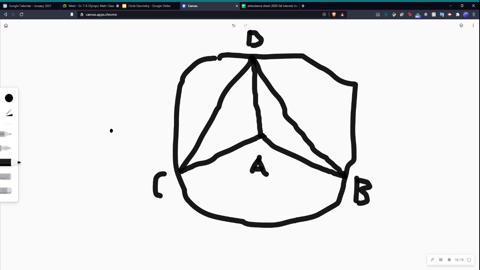All right, now what we can do, we can set some of these angles to be variables. So let's call this angle X, X degrees. We'll call this one, so at B, Y degrees.